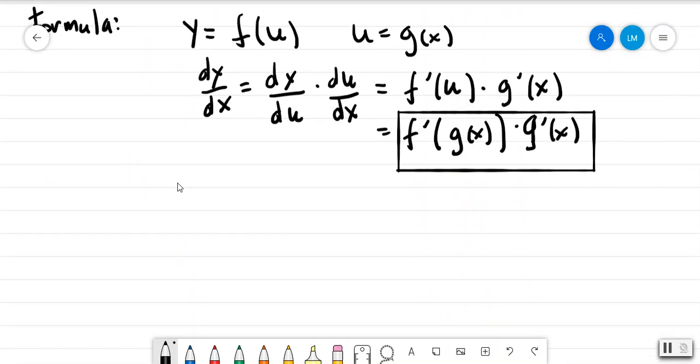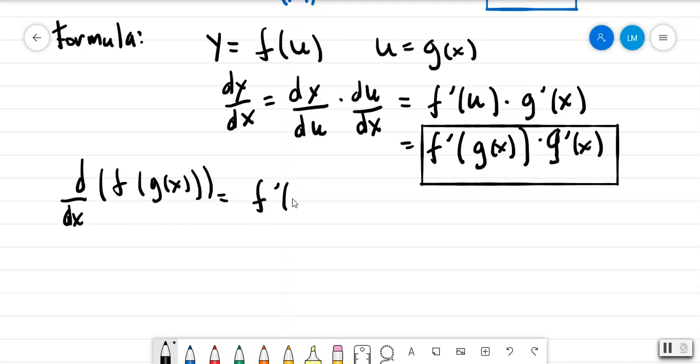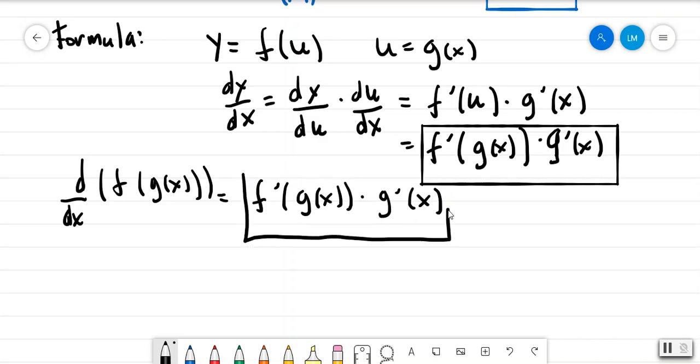So we could probably just clean this up a little. For example, if we're taking the derivative of a composite function like f of g of x, then I know that this is going to equal f prime of g of x multiplied by g prime of x. It's the exact same thing, but let me just add one more thing to it.